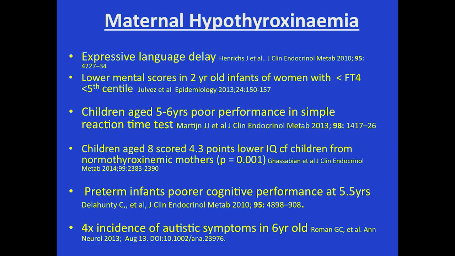But then you go back to preterm infants with poorer cognitive performance at 5.5 years, and I've already alluded to the quite substantial increase in incidence of autistic symptoms in 6-year-olds. So I would submit that this body of evidence, observational though it is, does add to the view that maternal hypothyroxinemia should be taken seriously.